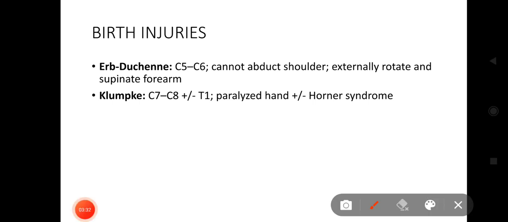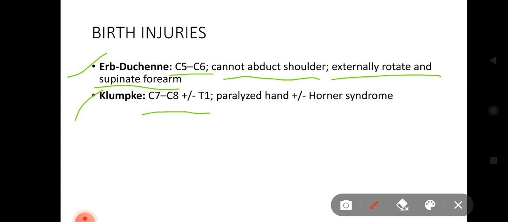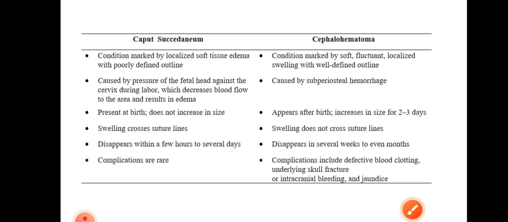Now birth injuries: important birth injuries like Erb's or Duchenne paralysis, Erb's paralysis, and Klumpke's paralysis. In Erb's paralysis, the C5, C6 nerve roots are involved, and the baby cannot abduct the shoulder. The arm is externally rotated and the forearm supinated. In Klumpke's, C7, C8 plus or minus T1 are involved, sometimes involved, sometimes not, with a paralyzed hand, and Horner syndrome can be present or not. So just remember C5, C6 in Erb's palsy, and in Klumpke's palsy C7, C8 and T1 can be involved. So these are two important birth injuries.